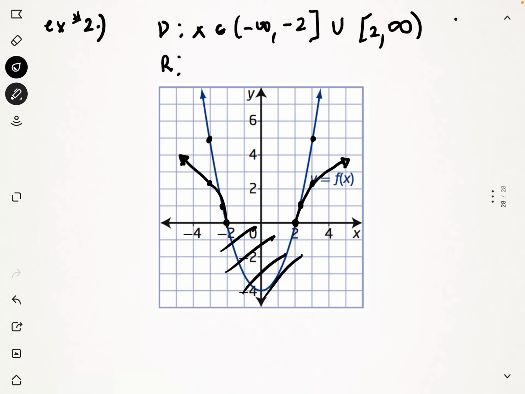Now the range you don't need 2 pieces for, because notice that even though there are 2 pieces of the graph, they both have the same y values. So the range here is from 0, that's the lowest y value you can have, and it goes up to infinity, and that's your domain and range.